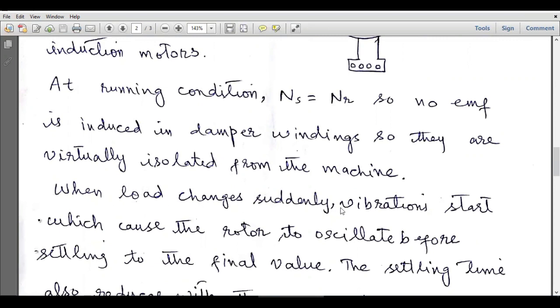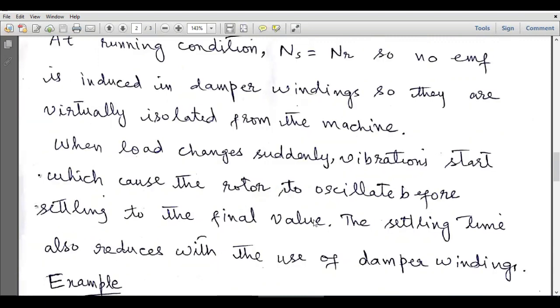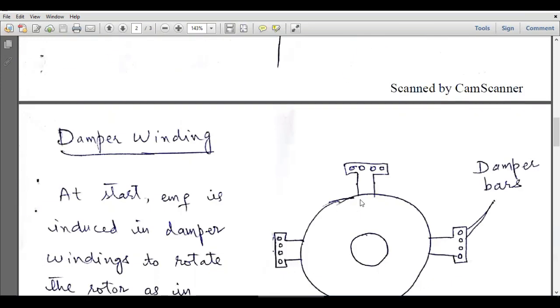When a load changes suddenly, vibration starts, which causes the rotor to oscillate before settling to the final value. So when these oscillations come into play, again damper windings will have induced EMF in them, and they will try to reduce the oscillation, and they will also reduce the settling time with the use of the damper winding. So that is all about our today's lecture.